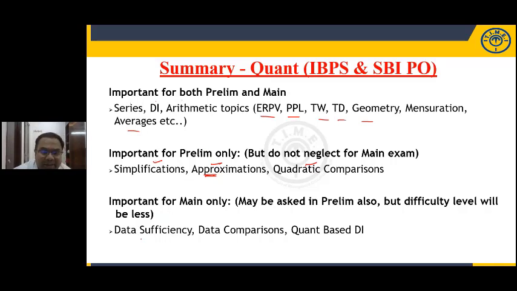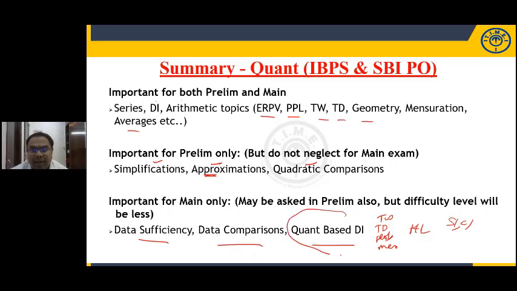Right? So main exam: data sufficiency, data comparison, quant based DI, time and work based DI, time and distance based DI, probability based DI, mensuration based DI, profit loss based DI, discount based DI, SICA based DI. All these are quant based DI. This is the trend now. Also, these days you are coming across match the columns in quant. These are two areas which you should prepare additionally for your quant section.